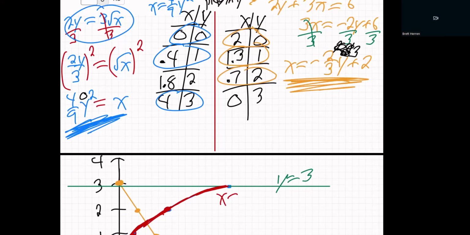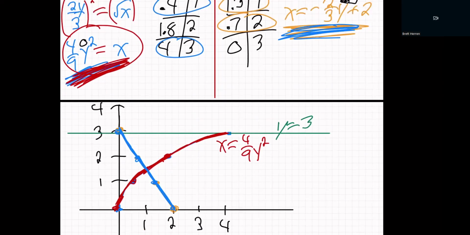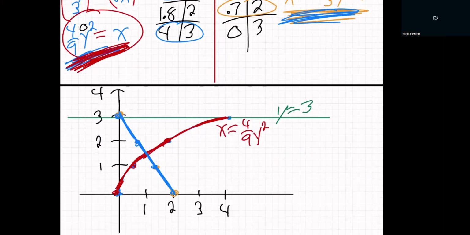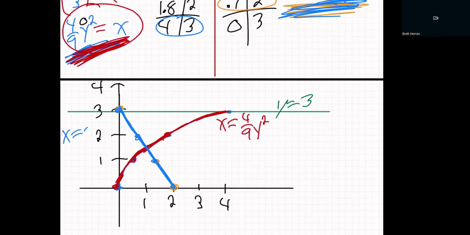So that's x equals 4/9 y squared right here, right? I got the x one right there. And the yellow one, I'm going to make this actually blue. It doesn't matter the colors, but anyway, these points. And that's this one. So this one is x equals what? Minus 2/3 y plus 2. It's that one. And this is this one. Okay. And then the green one, y equals 3.